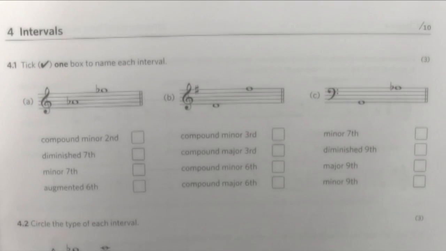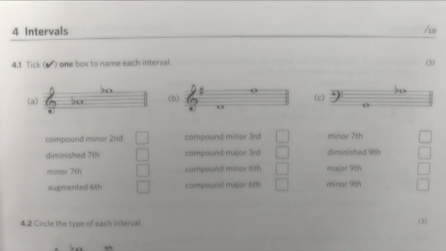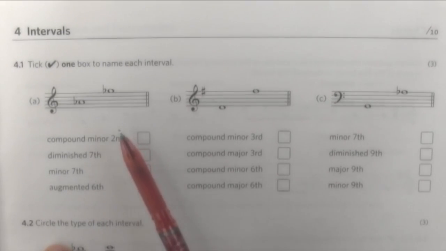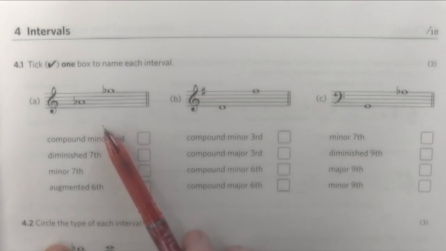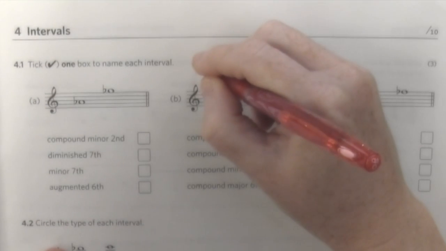Section 4. This section is related to intervals. The first question asks us to tick the box that shows the correct name for each interval, and we need a keyboard.